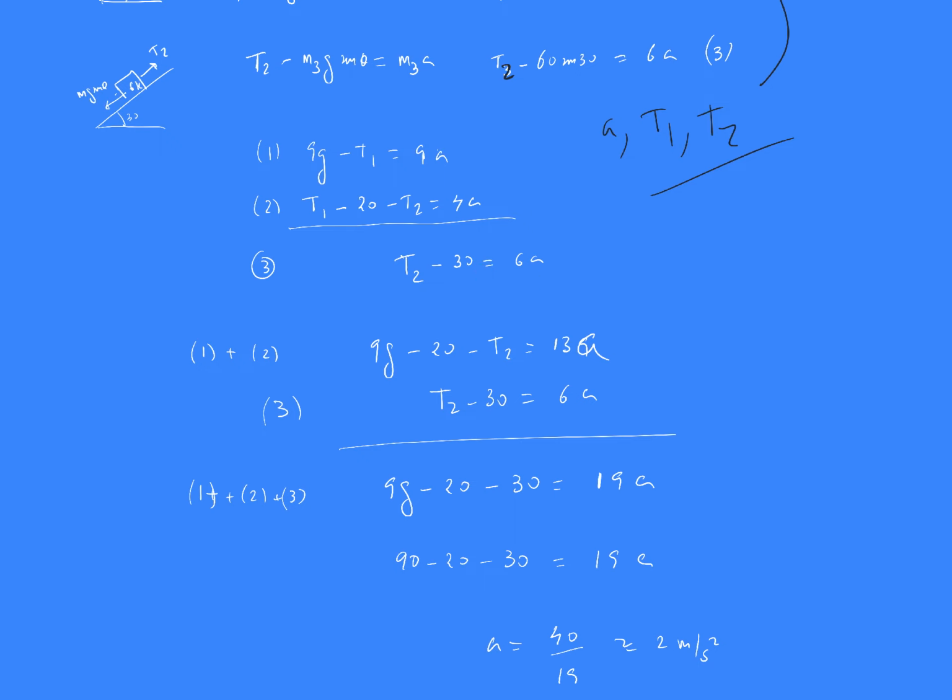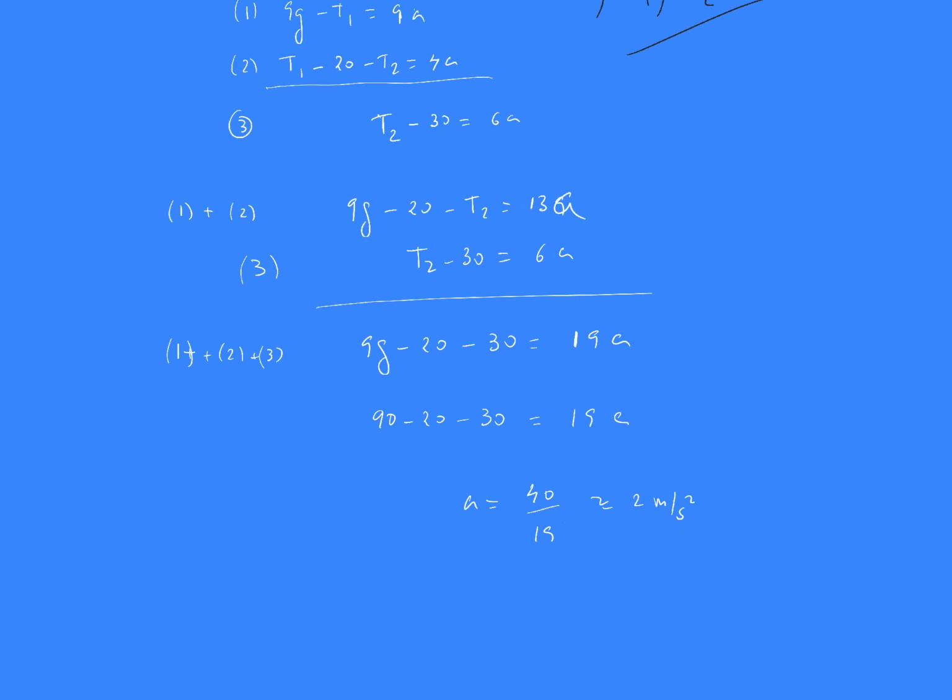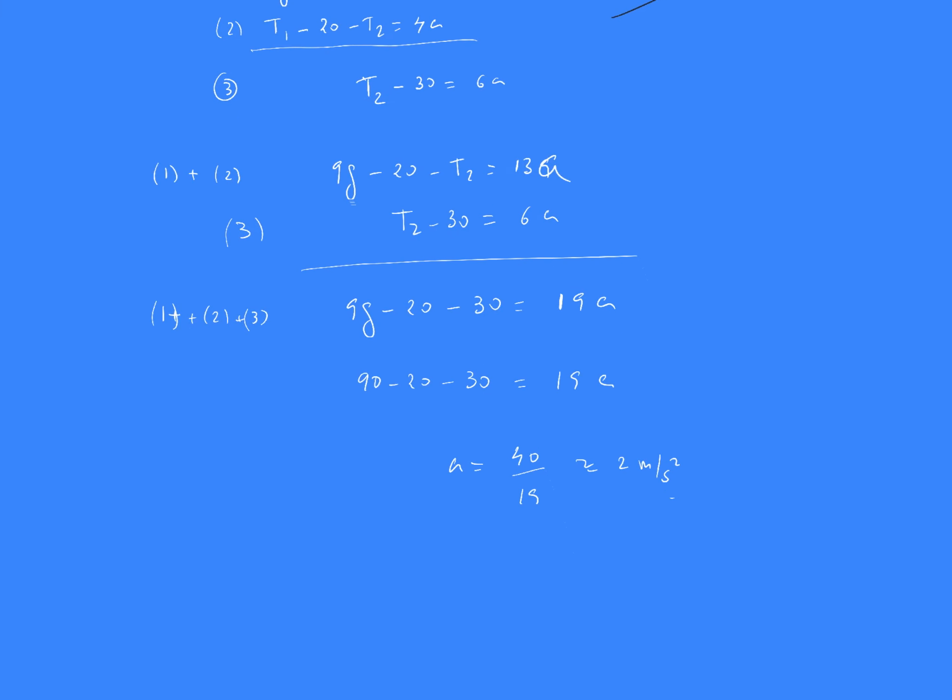What I will do, I will sum again. So 9G minus 20, the T2 will disappear, minus 30, equal, because I'm summing, 13 plus 6 is 19A. So this is the equation, so it will produce one single equation with one unknown, the A. And the A can be solved. 9 by 10 is 90, minus 20, minus 30, everything is 40. 40 divided by 19 is around 2 meters per second squared.